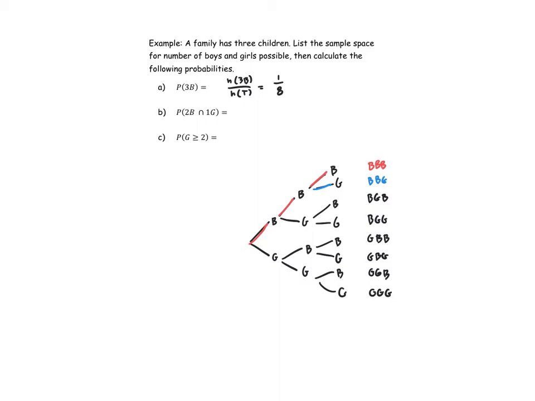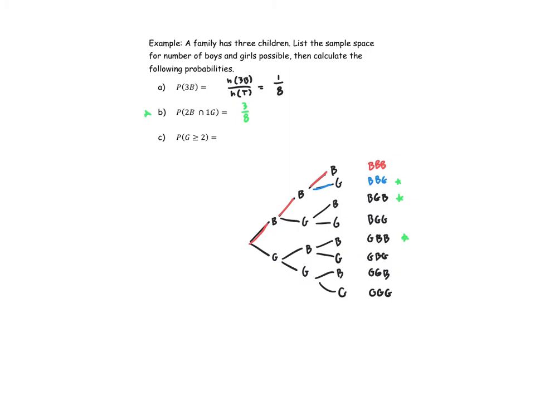Okay, part B, probability that there are 2 boys and 1 girl born. Okay, so I'm going to star this, and we're going to mark in our sample space all scenarios where there's 2 boys and 1 girl. 2 boys, 1 girl, 2 boys, 1 girl, and 2 boys, 1 girl. All right, that looks like the number of ways to have 2 boys and 1 girl is 3 out of the total number of ways to have 3 children, which is 8.